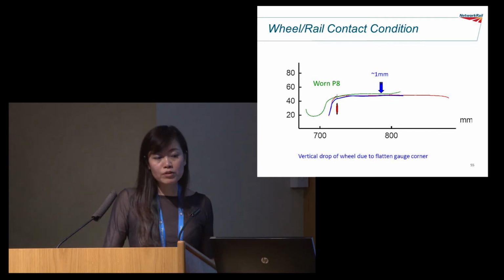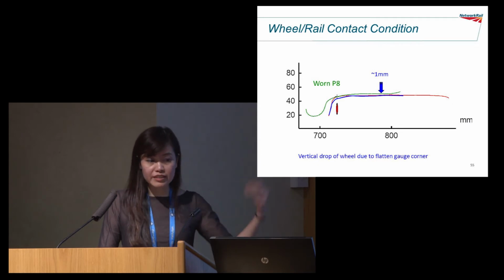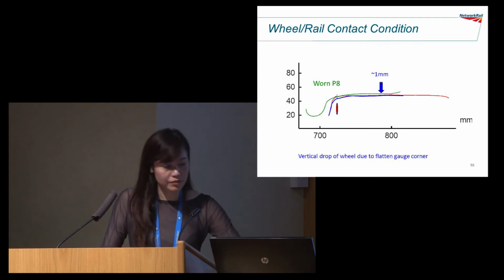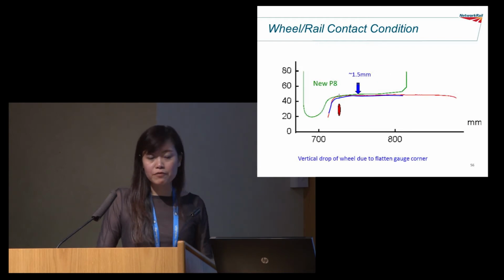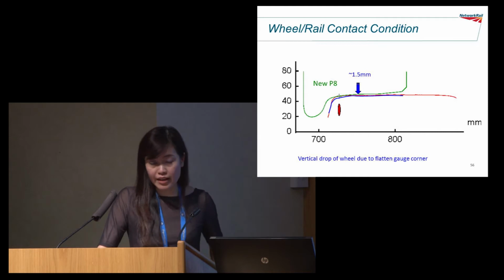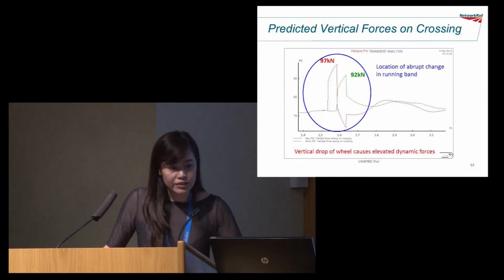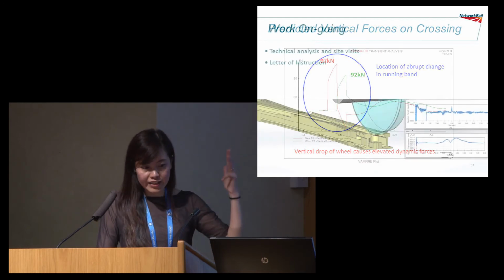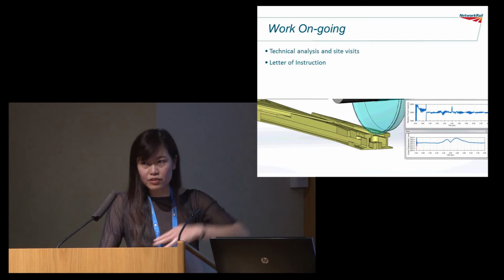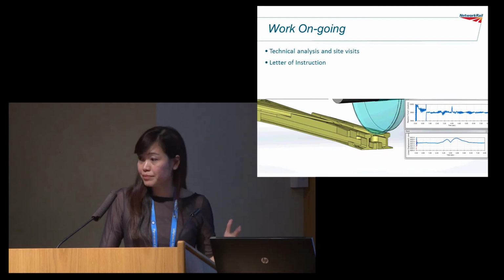This is using a worn P8 profile. It doesn't have false flange, it's just a worn P8 profile. You can see that it's crashing down. Using a new P8 profile, it crashed down further, it's 1.5 mil instead. So a new wheel would be worse. I did some simulations to show that, yes, indeed, you have higher dynamic forces because of this sudden change in the running band.